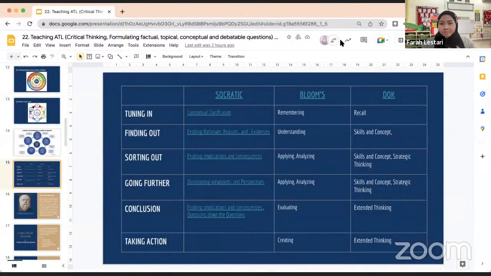I hope, well, it doesn't have to be consistent on the first try, Pak Hajmi, but you can be consistent for the entire academic year. Who knows, right? Yeah, hopefully.